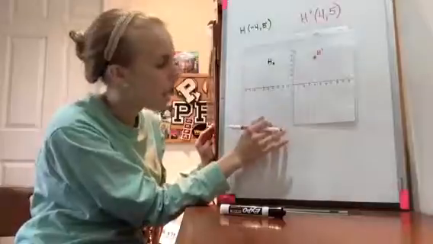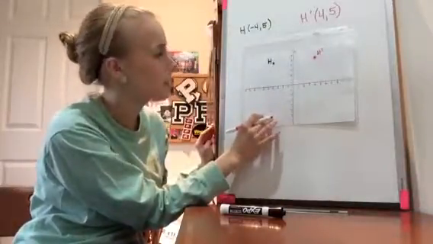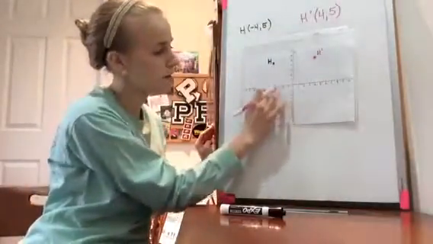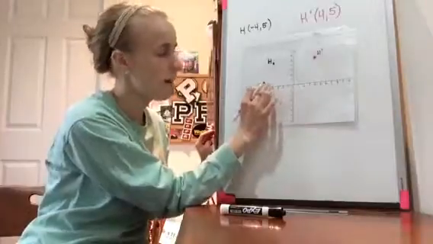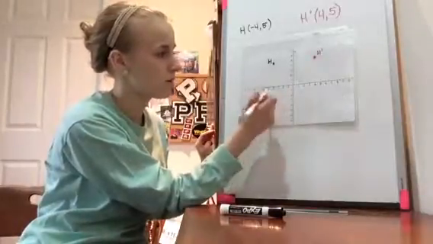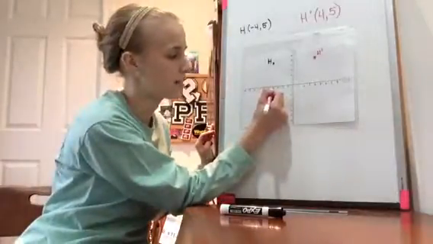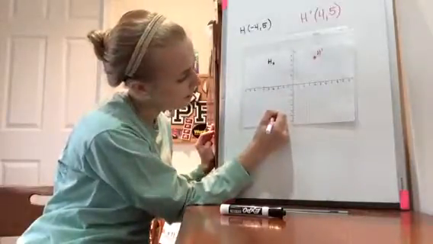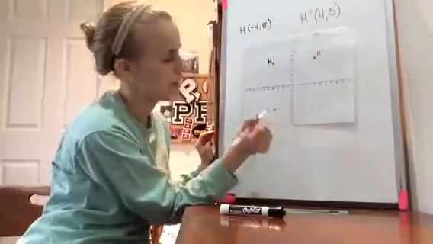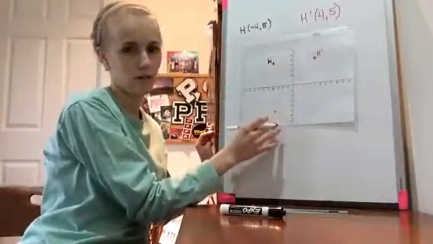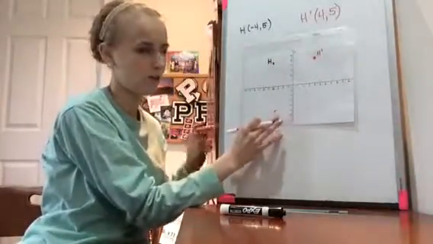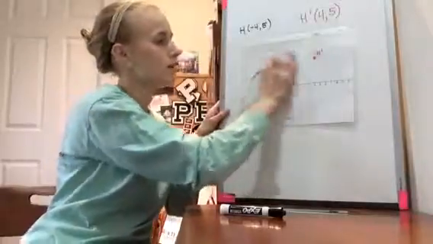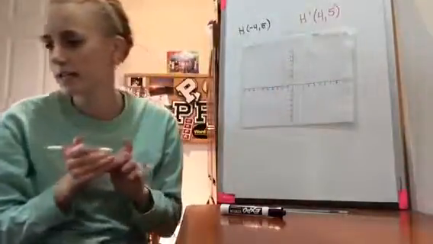If I were to plot my H and I said it was an X flip, I would keep it in line with my -4. I'm not changing the value of the axis I'm flipping over. However, it would become -5. So this would be an X-axis flip. All right, hopefully that makes sense. All right, so let's continue on.